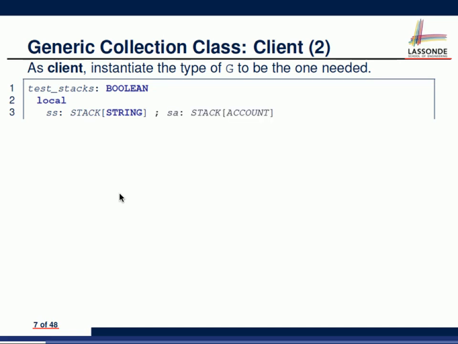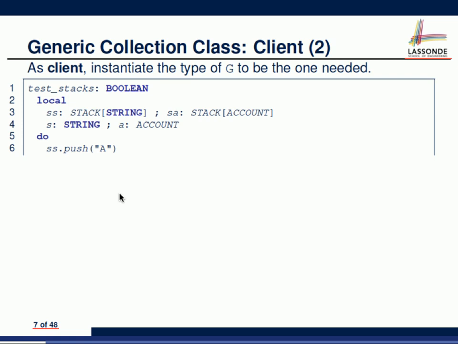Let's say we got these two variables. One is SS, the other one is SA. Now in the case of SS, every member in the stack is a string. In SA, every member of the stack is an account, right? Let's try to see if things should compile or not. So we got S and A. Now, SS dot push A. Should this compile?